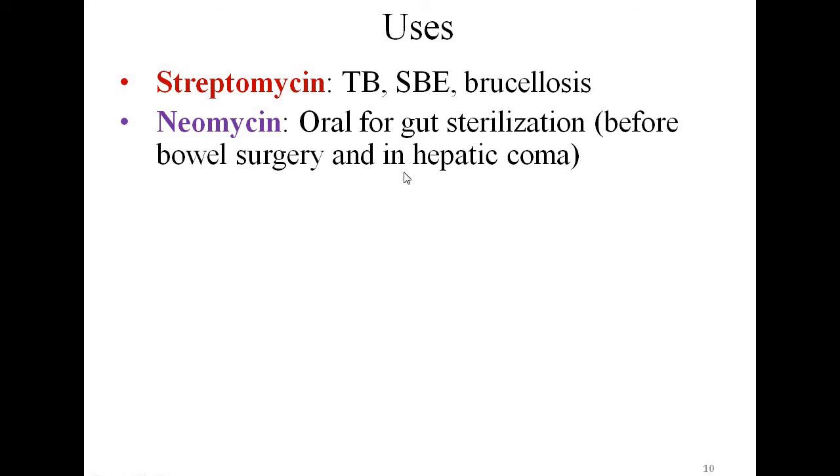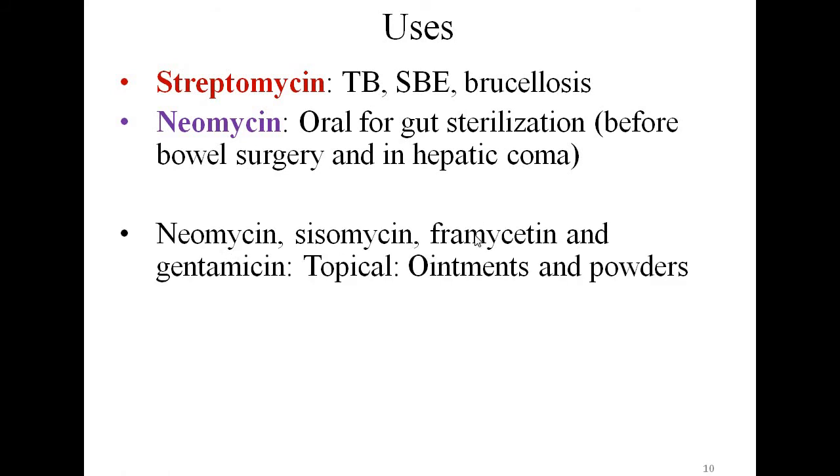Why in hepatic coma? In hepatic coma, what happens? The urea cycle, that is the combination of ammonia and carbon dioxide to form urea, takes place in the liver. Because of hepatic damage, it does not happen properly, resulting in an accumulation of ammonia, which is a powerful CNS depressant. When neomycin is administered by the oral route, it kills the microorganisms in the GIT which are responsible for producing ammonia. This process is called gut sterilization.